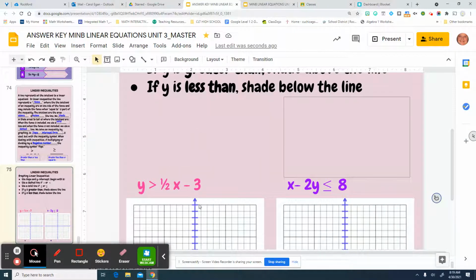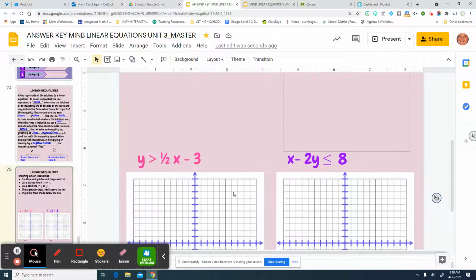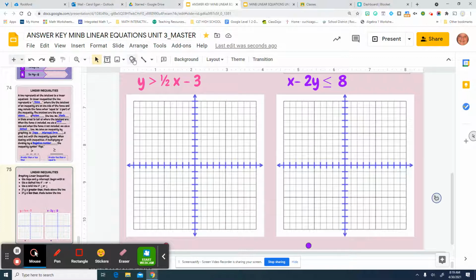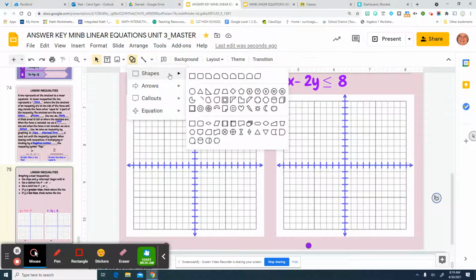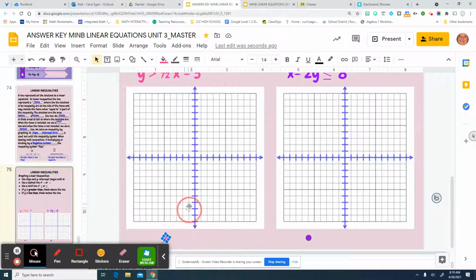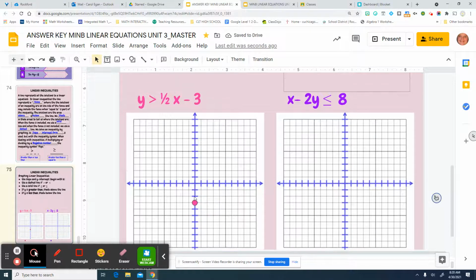So our first example: y is greater than 1/2 x minus 3. You can see that it's already in slope-intercept form for us. Hopefully we can recognize that negative 3 is our b, and that 1/2 is our slope. So if I'm looking on here, I'm going to see if I can insert some. Oh, there are dots underneath. Sweet. So I'm going to take my dot and first put it on negative 3. And then I know I'm going to go up 1 and over 2.